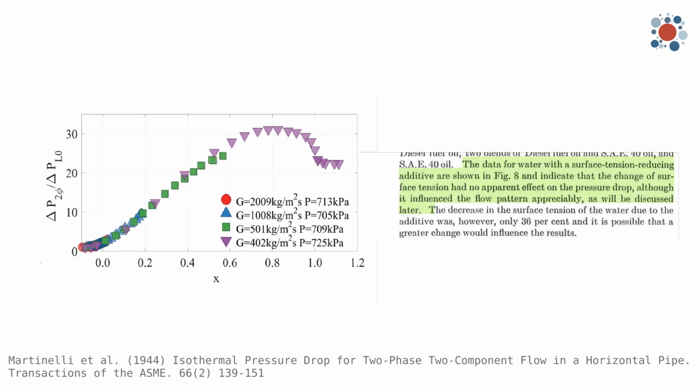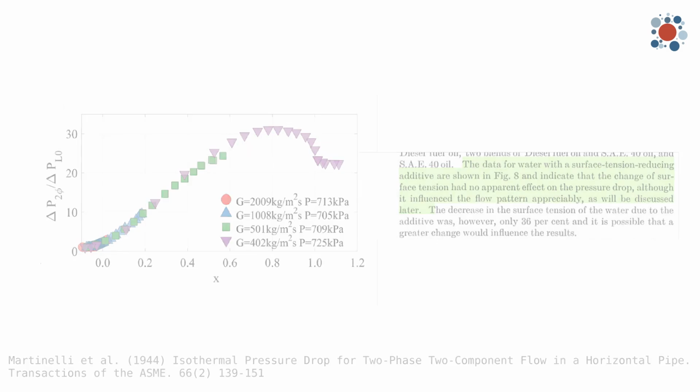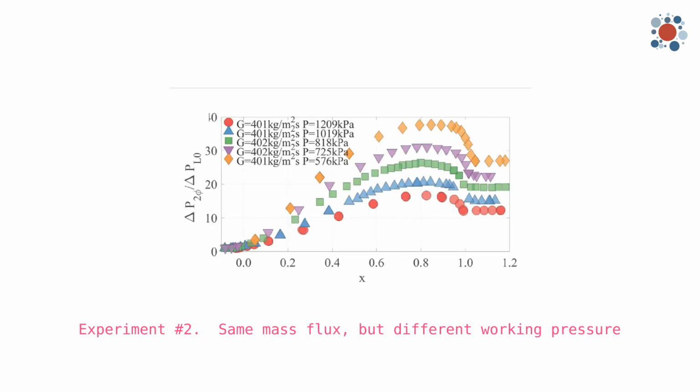Even when the changes in the mass flux have a strong influence on the flow patterns, no noticeable effect on the pressure drop is observed. This agrees with the observation from Martinelli in 1944. In the second experiment, the working pressure was varied while the mass flux was kept constant. Changes in the thermodynamic properties break down the similarity.